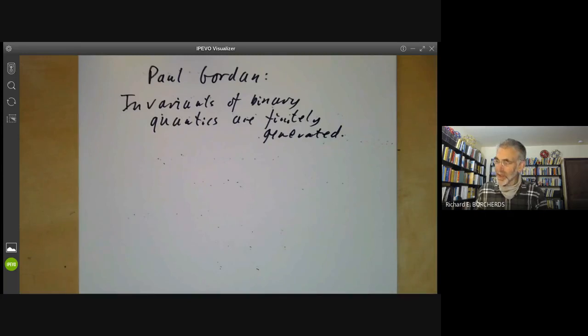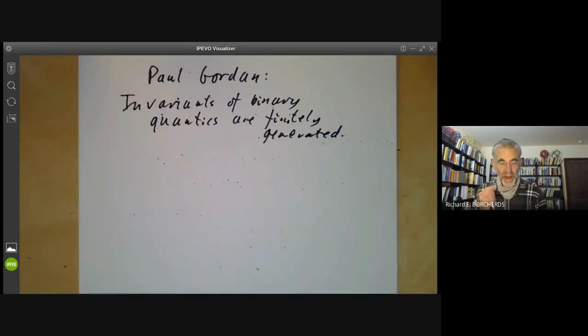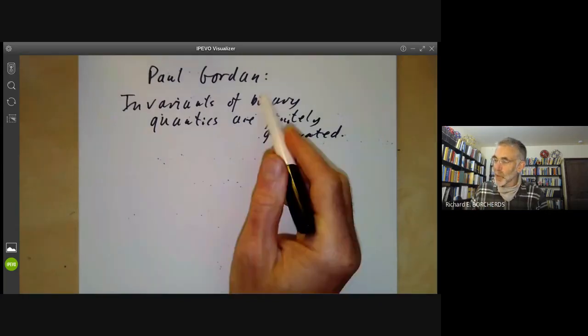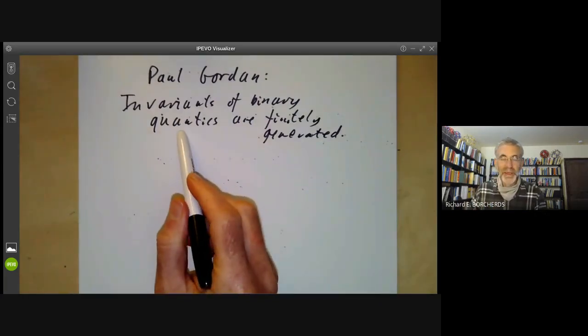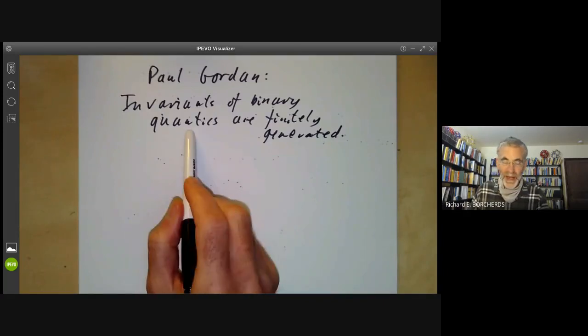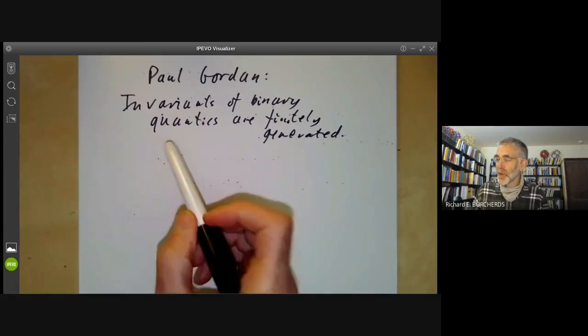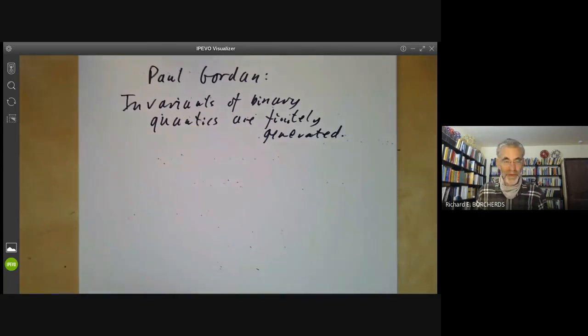The invariants are difficult to compute explicitly. I think classically, the invariants of binary quantics were computed up to degree about 6, and a bit later, last century, they were computed up to degree about 8. And last I heard they've been computed up to degree about 9 by computer, and the invariants of degree 9 are really rather hairy.